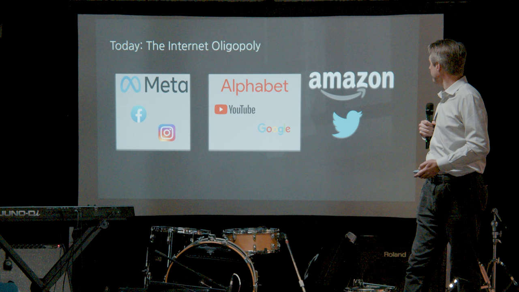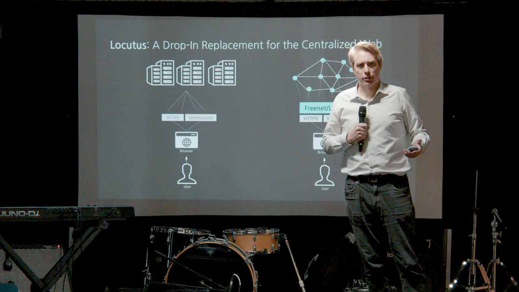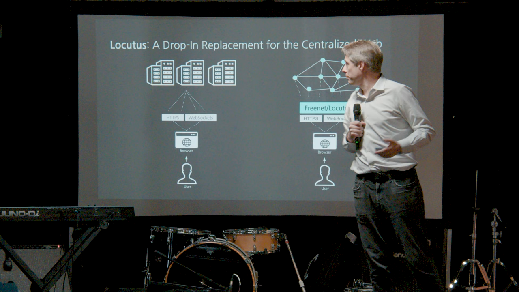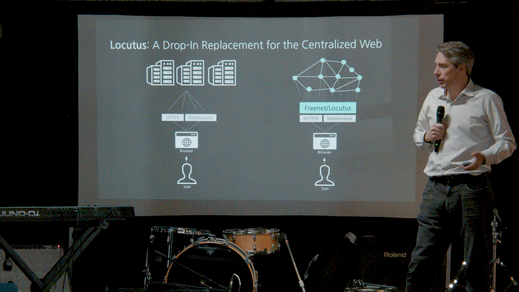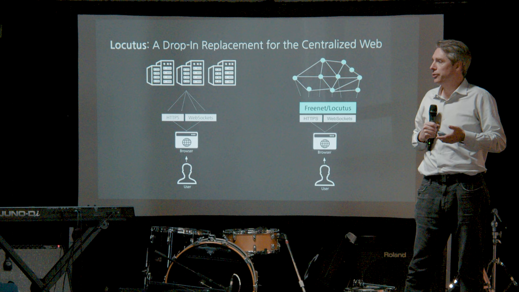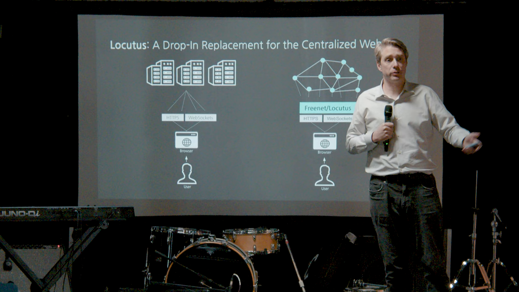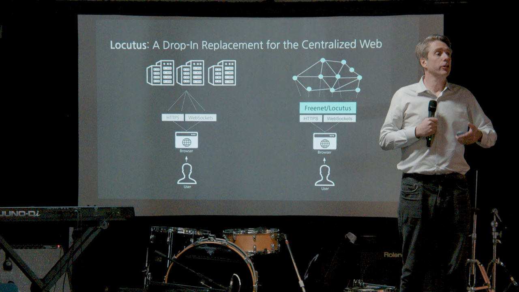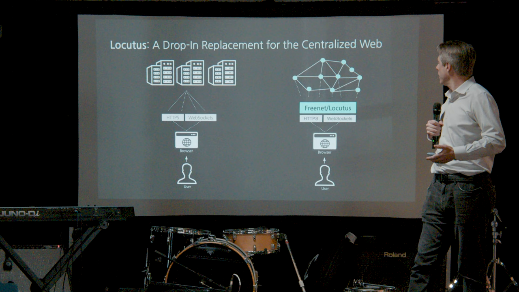So what does the solution look like? Lacutus, which is the new software that we're building, is a drop-in replacement for the World Wide Web. When I say drop-in, what does that mean? That means that Lacutus can work with the tools that you're already familiar with. So the web browser, HTML, CSS, WebSockets, all of this user interface technology that everyone is already very, very familiar with, Lacutus works with that seamlessly.